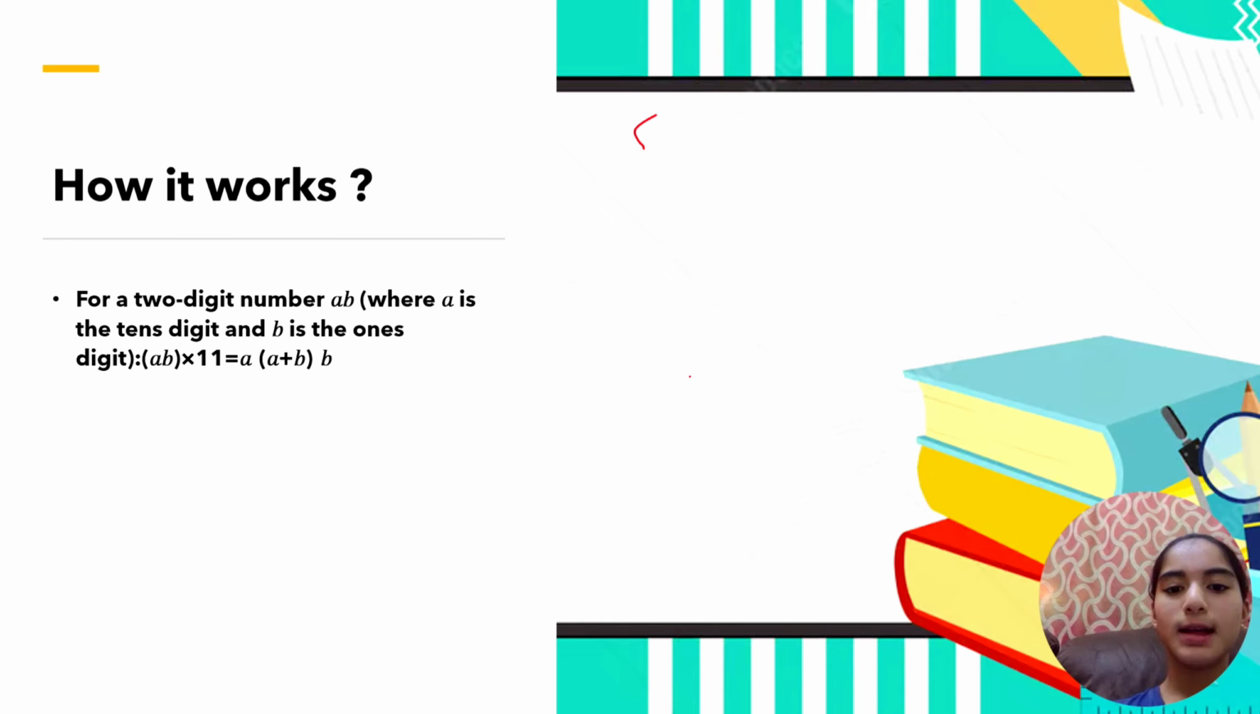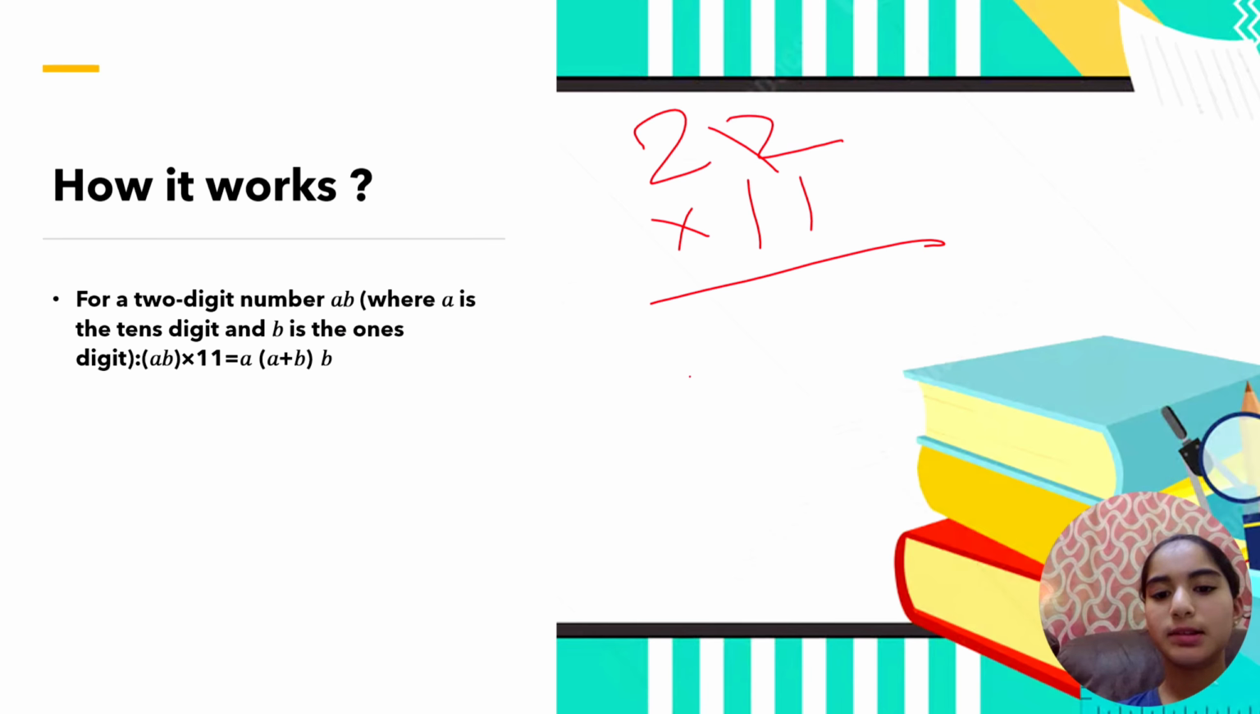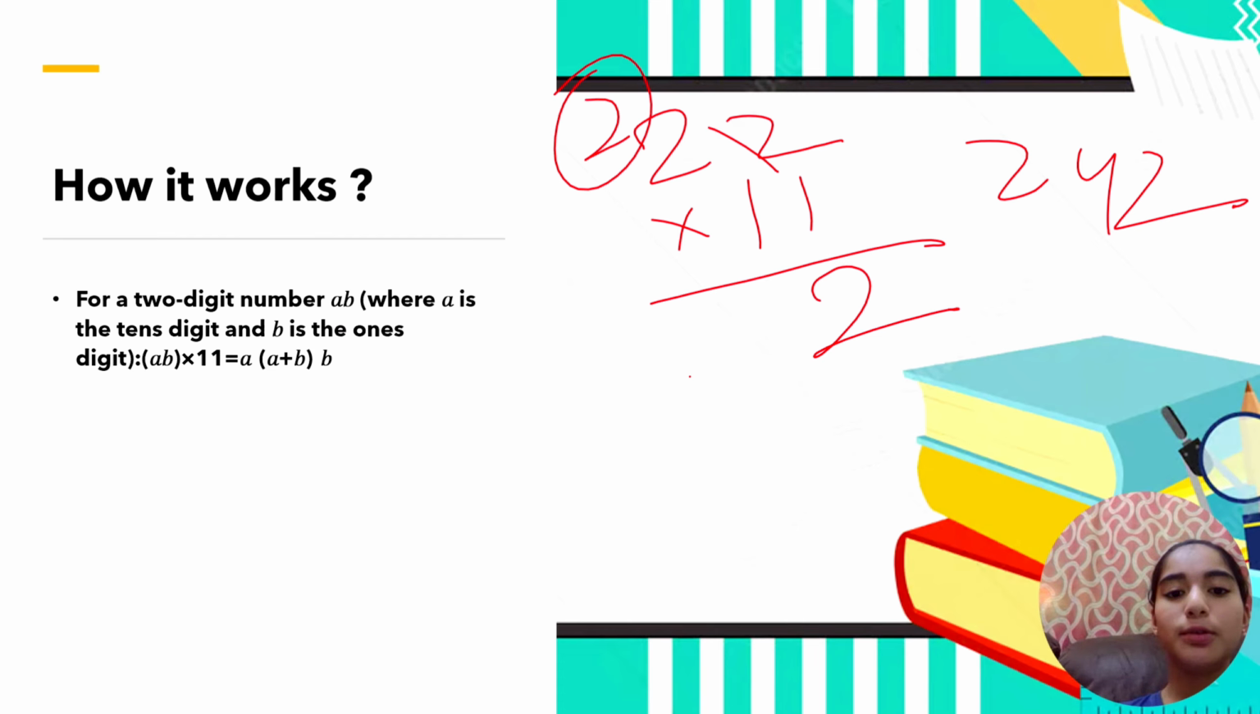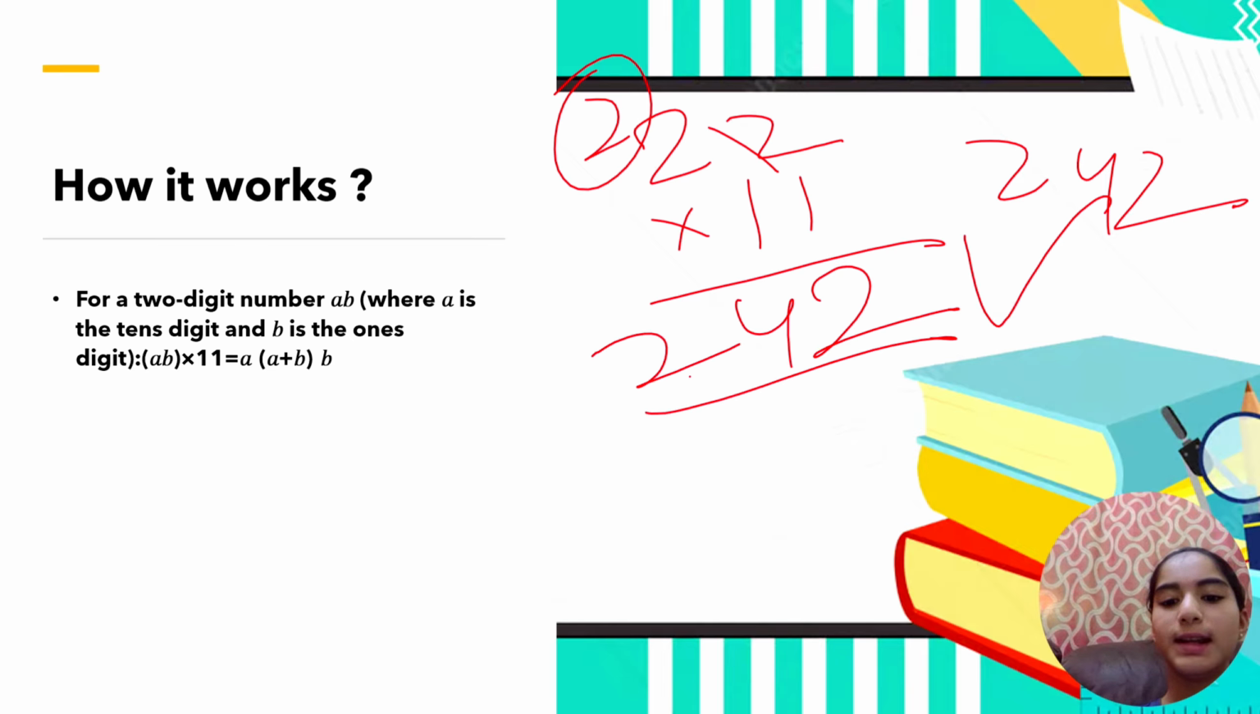Now, as we got 22 into 11 is 242, let's check the answer. 11 times 22. Now hold 2 in your hand. 11 times 22, 23, 24. 242 is the right answer. Let's see the next point.